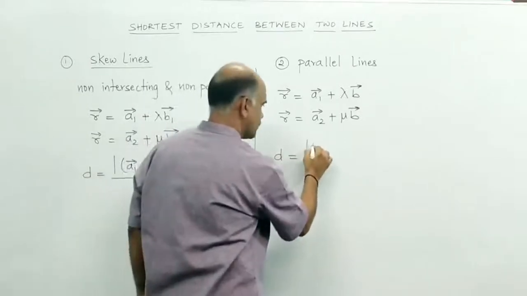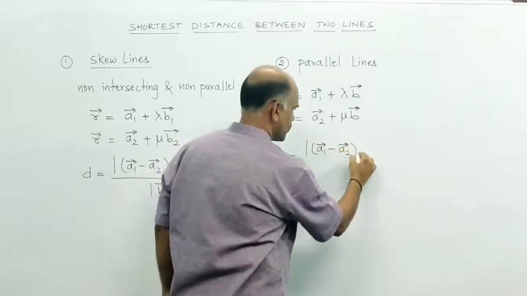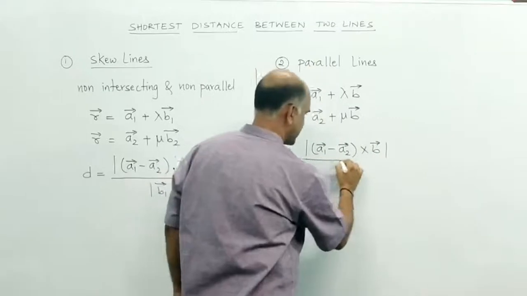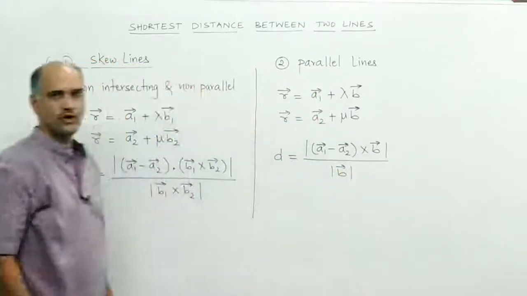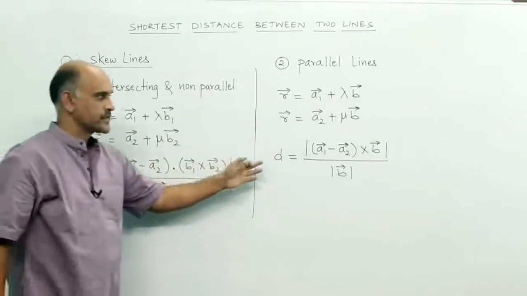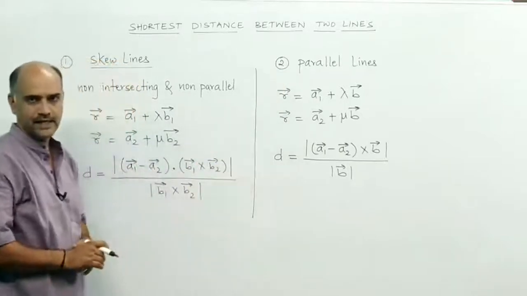The distance between those parallel lines, the shortest distance, is given by the formula: magnitude of a1 minus a2 cross b, divided by magnitude of b. So this is the formula for distance between two parallel lines.